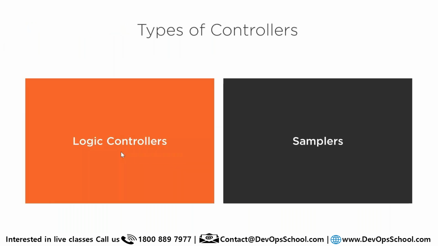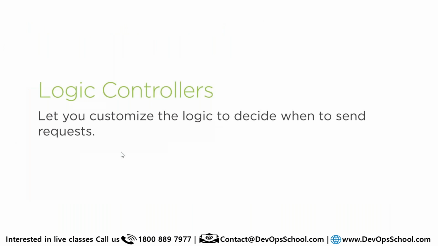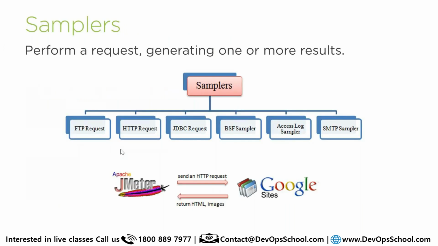Controllers and samplers, which I told you about. The controller decides when to run the sampler, and the sampler is basically running the real request. A sampler can be of many different types: HTTP request, FTP request, JDBC request or something like that. A lot of sampler types are there. One of these I am using is the HTTP sampler, which means I want to test my web applications.